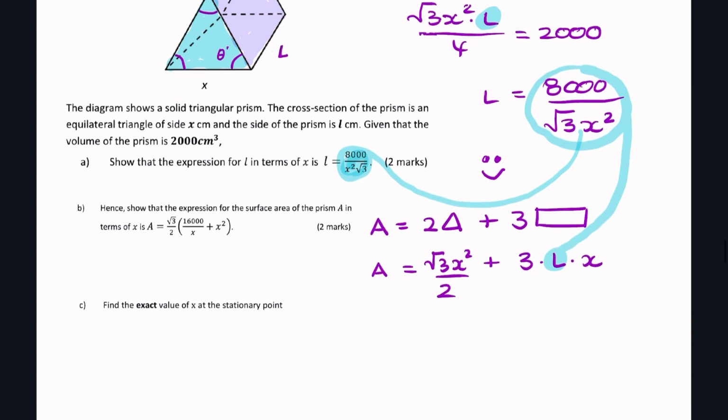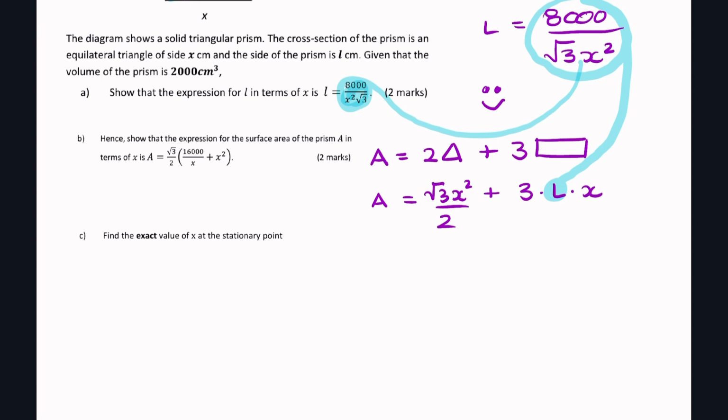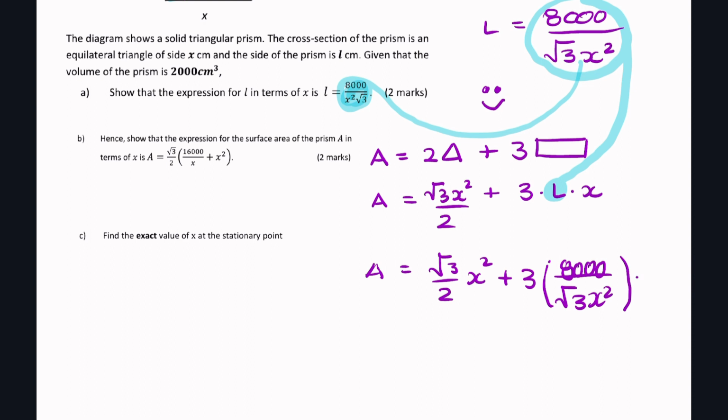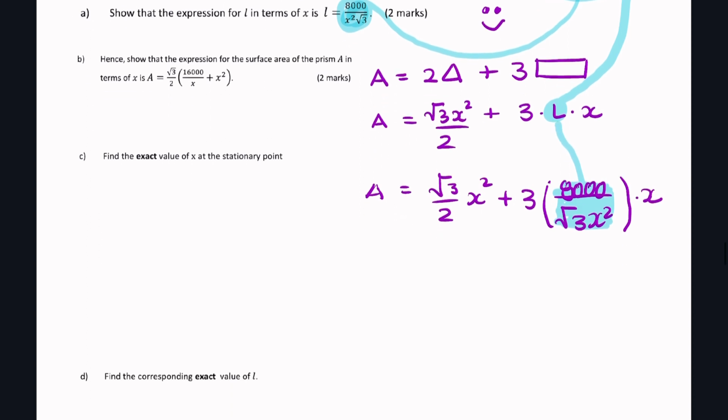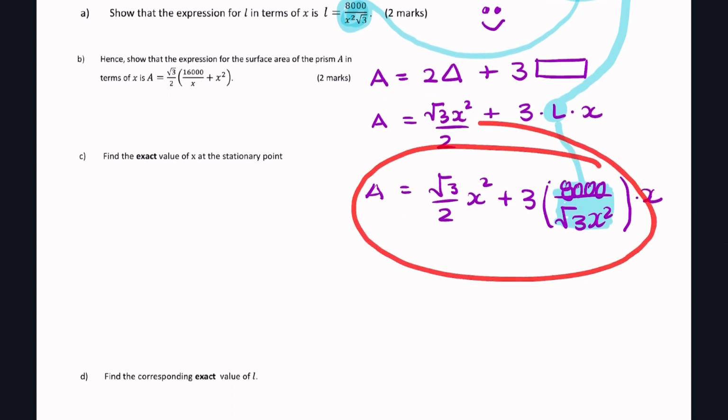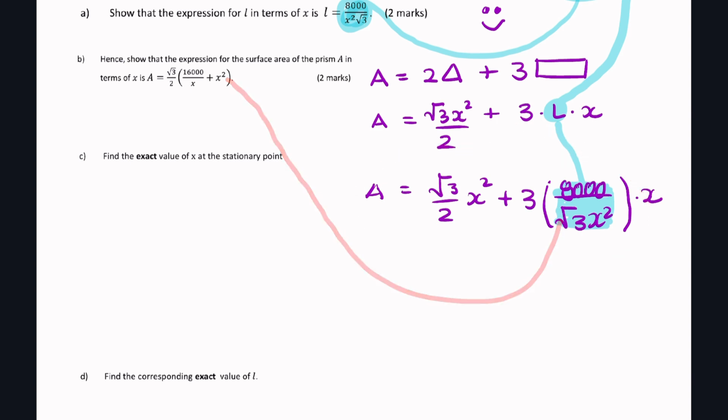that. So we can say A equals root 3 over 2 x squared plus 3 times 8,000 over root 3 x squared times x. So that's my L, and that's that x there. So I'll just highlight this so it's clear that this is my L. So now we just need to simplify this to make it look like that.